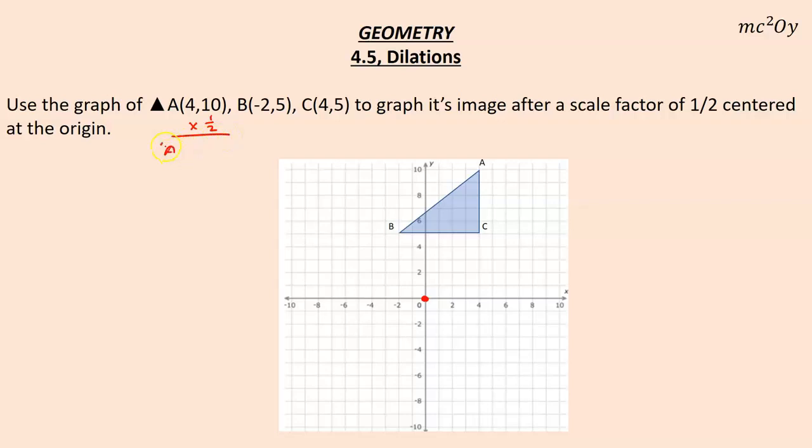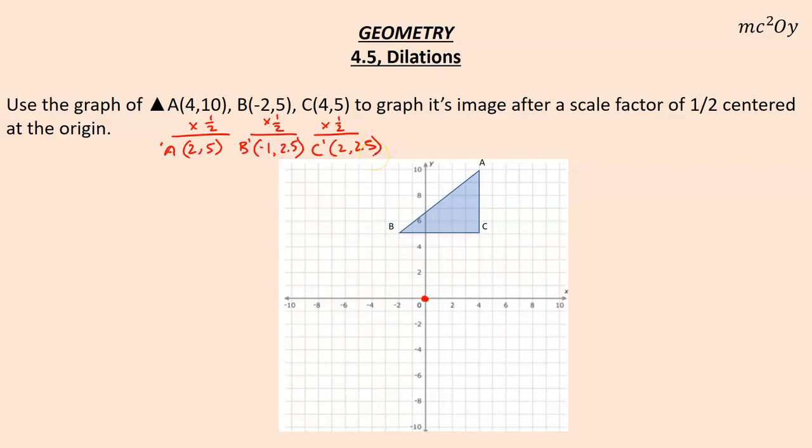Okay, so A prime looks like it's going to be 1/2 of 4 is 2, 1/2 of 10 is 5. B prime is going to be, well, multiplied by 1/2. Half of negative 2 is negative 1. Half of 5 is, well, 5/2, or 2.5. And then C prime, well, half of 4 is 2. Half of 5 is 2.5.